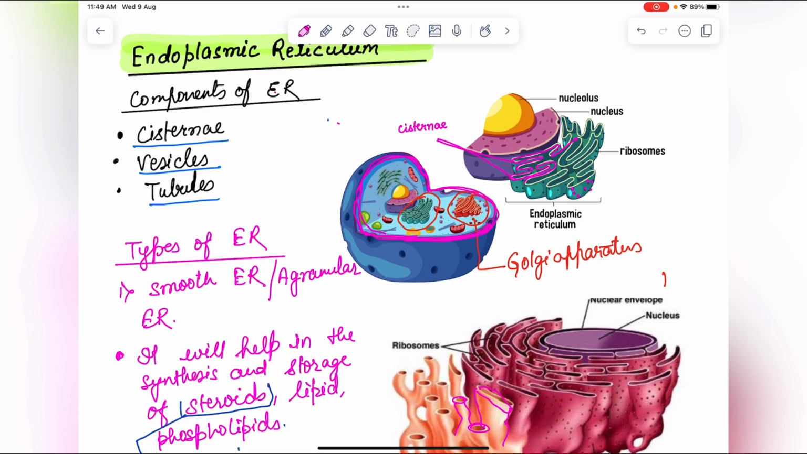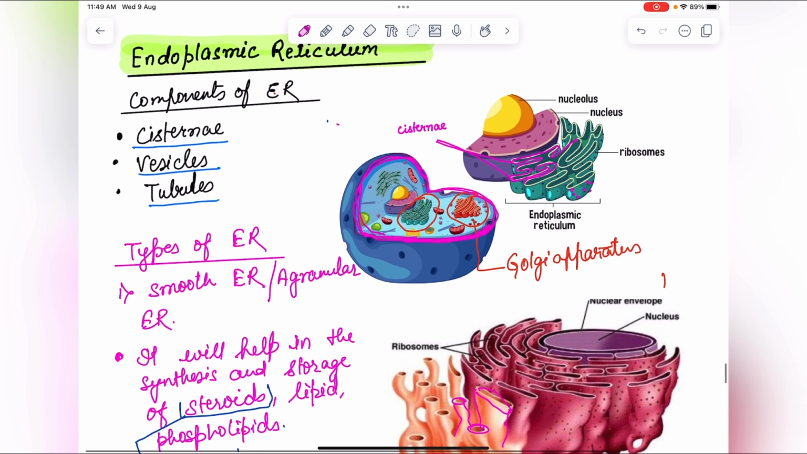So this helps in the synthesis of protein. These ribosomes will help in the synthesis of protein. The rough endoplasmic reticulum is mainly made up of cisternae. Tubules are very few.